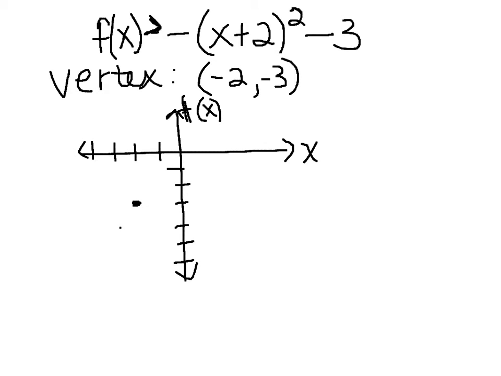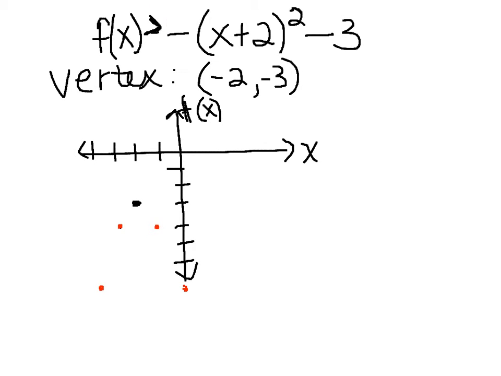I know that for the regular parent function, from the vertex, I can go over 1 and then either up or down 1, depending on if we're opening up or down, to get the next 2 points. And I know if I go over 2, I go down 4 to get the next 2 points. So down 1, 2, 3, 4 is about right here. And over here, I'm going to go over 2, again down 4. And I have the basic shape of this parabola.